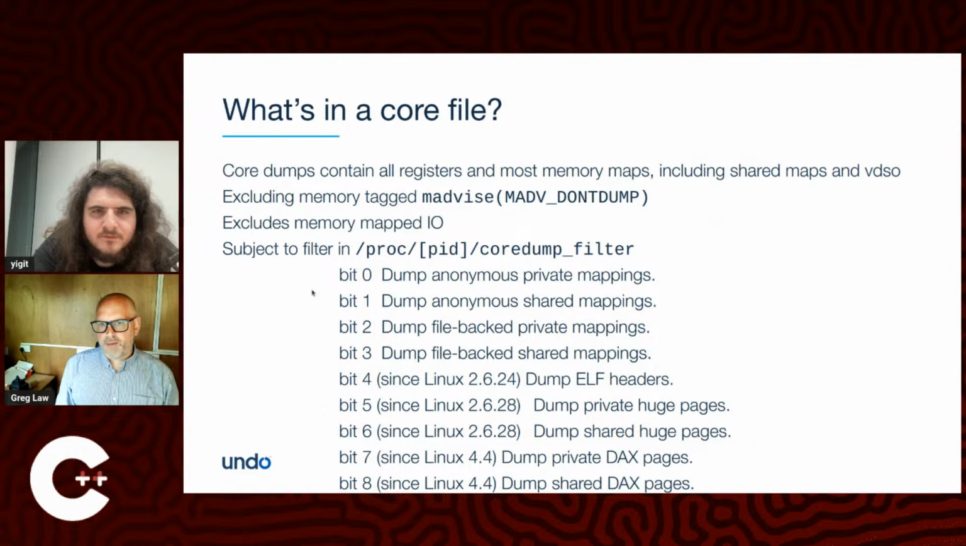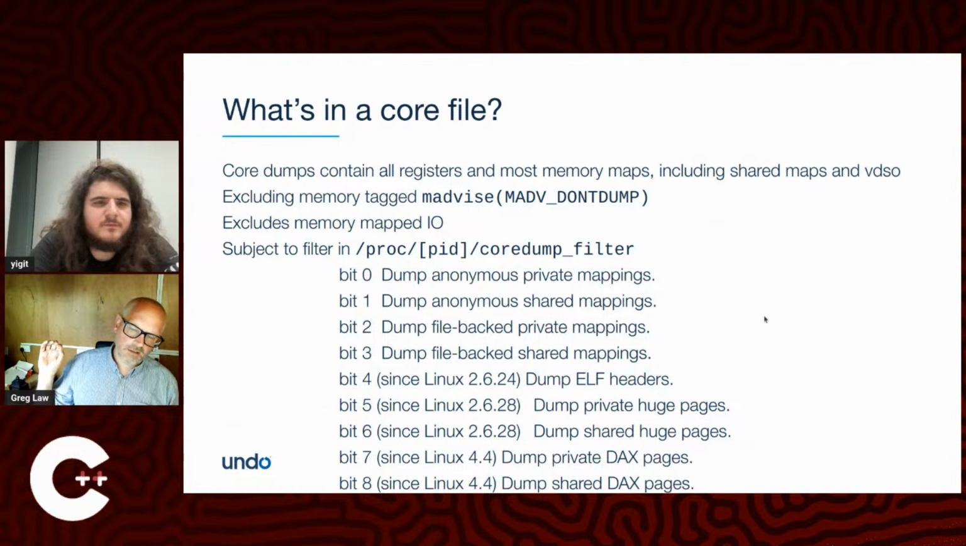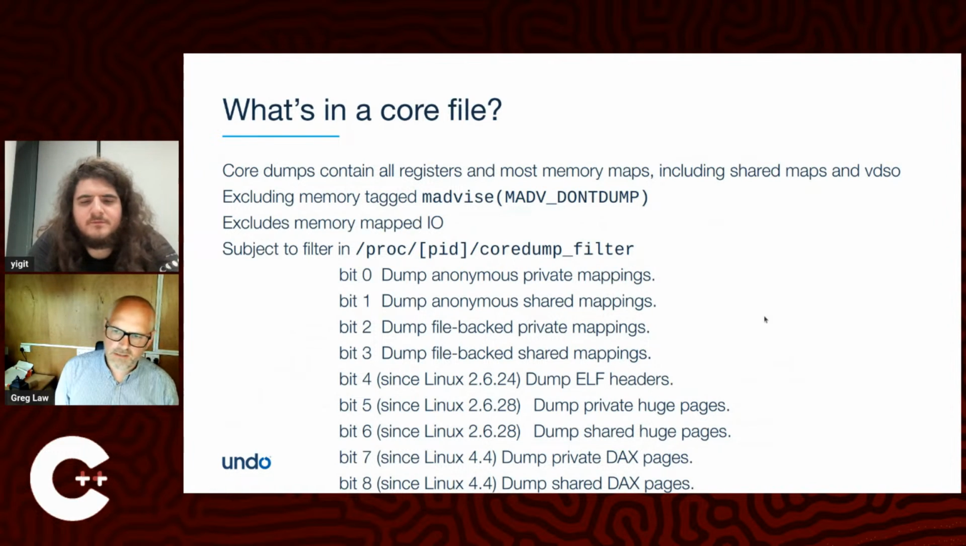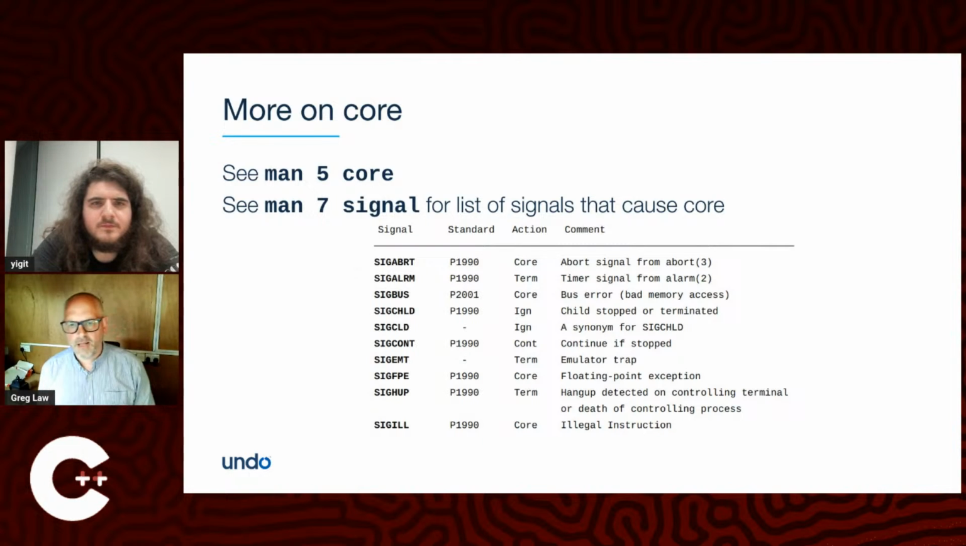What you get in a core file depends on how you've set things up. So /proc/pid/coredump_filter controls what types of memory get put into a core file. Memory mapped IO generally never does. Most of the memory does by default, but you can turn things on or off with this kind of bit mask. And the rules for what triggers a core file are pretty much hard coded into the kernel. Some signals cause core files and others don't, and that's just the way it is.